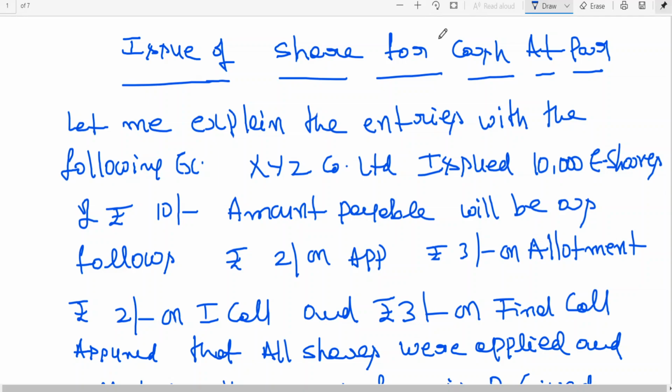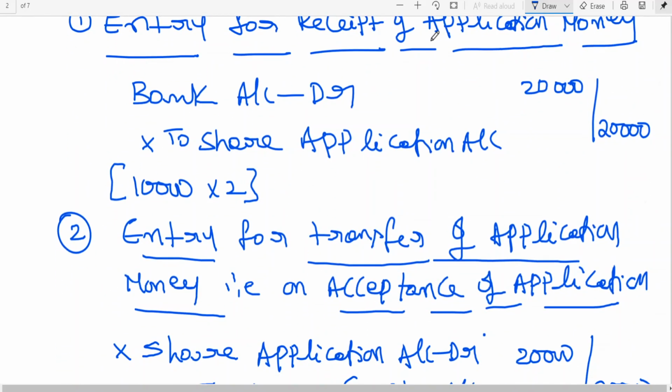You can see here one thing I want to tell you. Sir, shall I ask you a question now? Bank account is personal account, real account, nominal account? Share application, personal, real, nominal? Share allotment, personal, real, nominal? Share first call, personal, real, nominal? Share final call, personal, real, nominal? Share capital, personal, real, nominal? I am giving 1 minute to think of it.